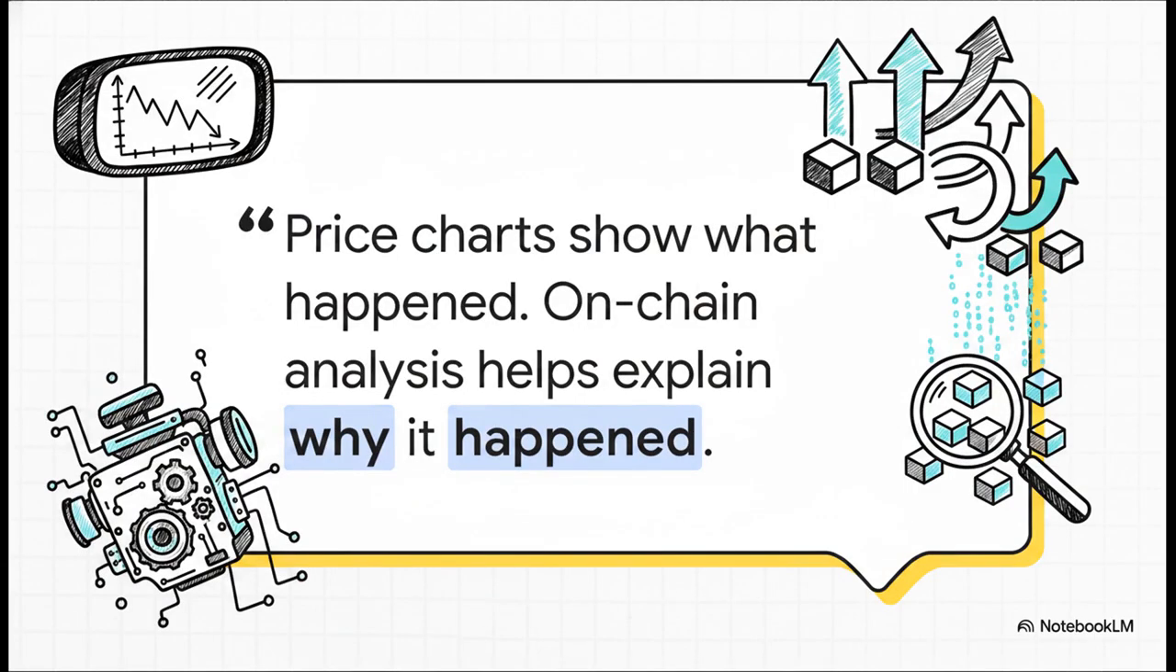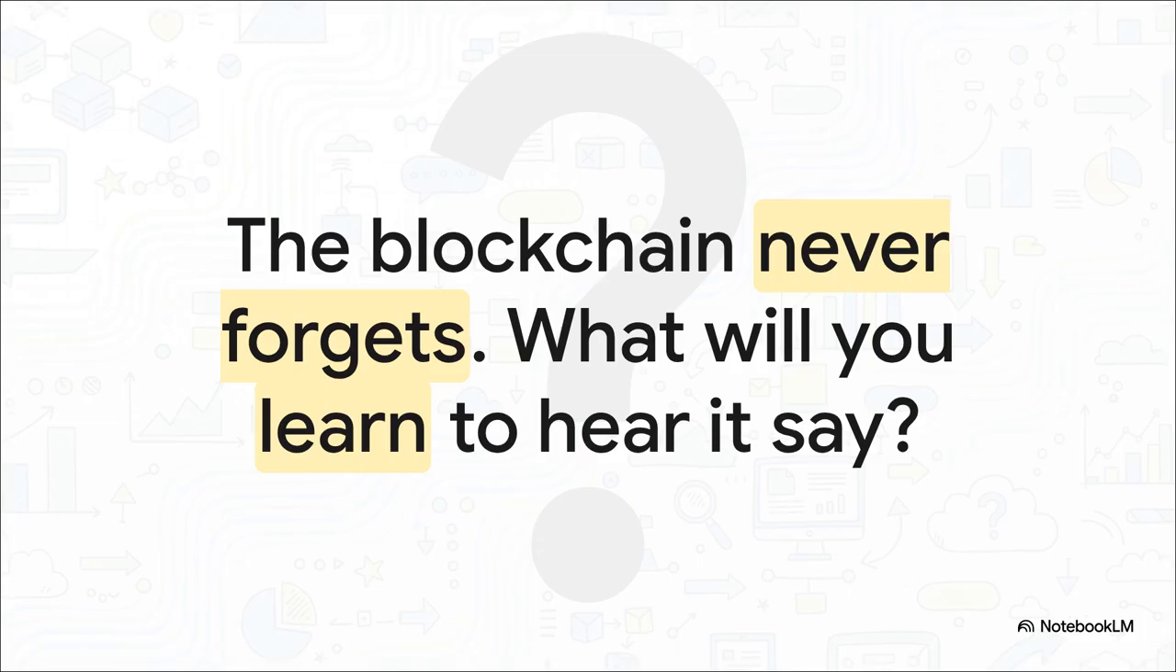Look, if there's just one thing you take away from all this, let it be this right here. A price chart, that's your rearview mirror. It only shows you what's already happened. But on-chain analysis, that's like popping the hood of the car. It helps you understand the engine, the mechanics, the why behind all the market's movements. At the end of the day, the blockchain is a permanent record. It remembers every single action, every decision, every strategy forever. It never forgets. So the only question left for you is, with these new detective skills, what will you learn to hear it say?